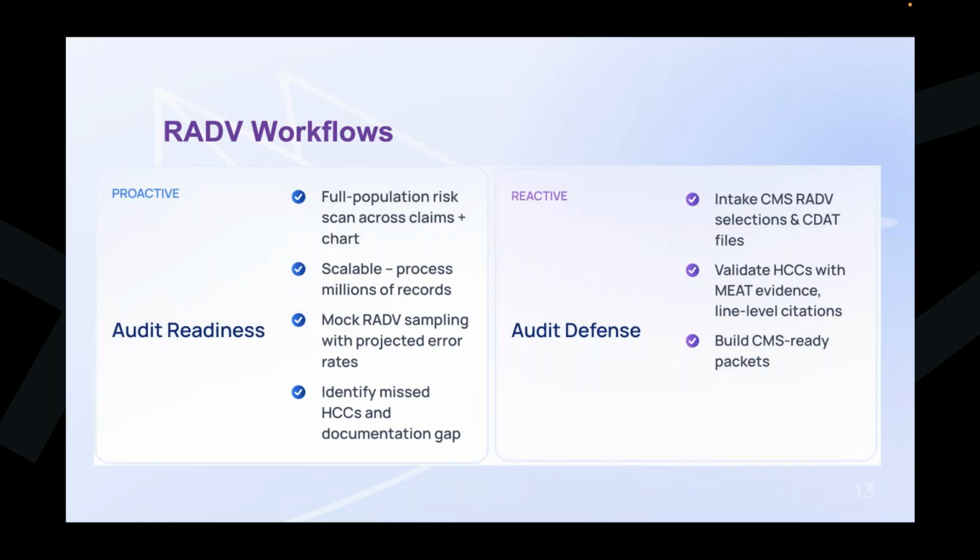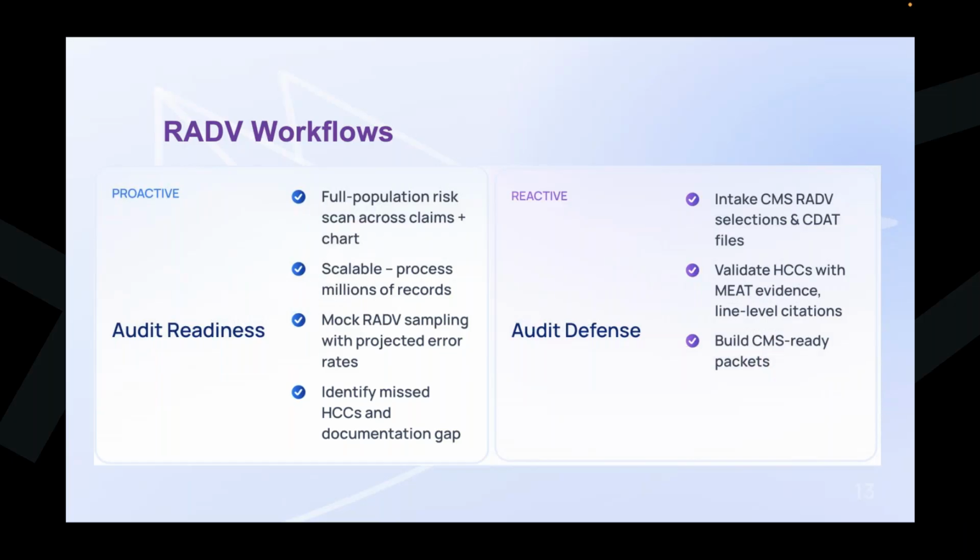Now, in RADV as well, we have two workflows. Again, how we've structured this problem is into two workflows. One is proactive, the other one is reactive. Reactive is what I'm talking about, where you actually get a notification from CMS that, okay, we are auditing these plans. Proactive is before you even submit to CMS for this year, you run it through the RADV engine, and you make sure that everything is coded properly. You're not doing overcoding, you're not doing undercoding, etc. Again, all of this could be done at scale. That's the main point of this, right?